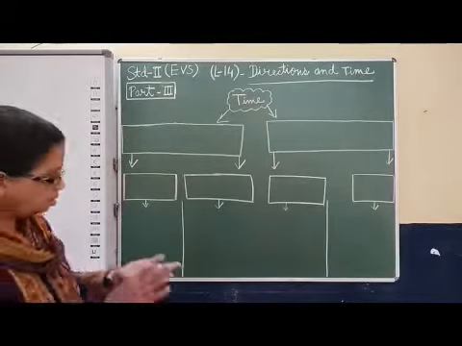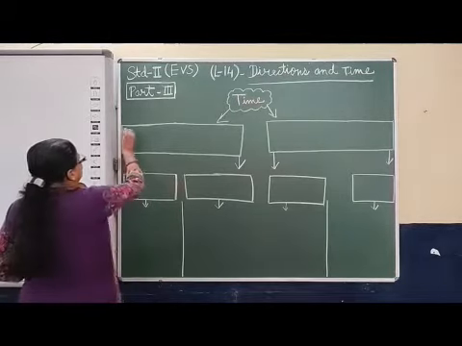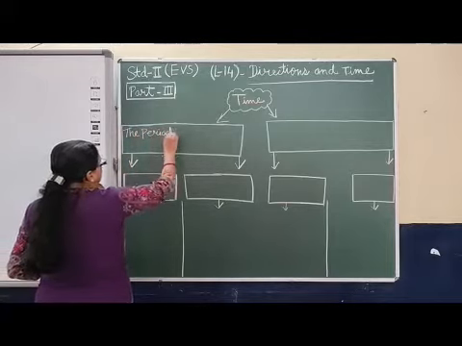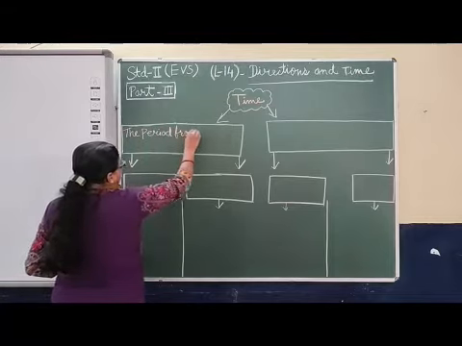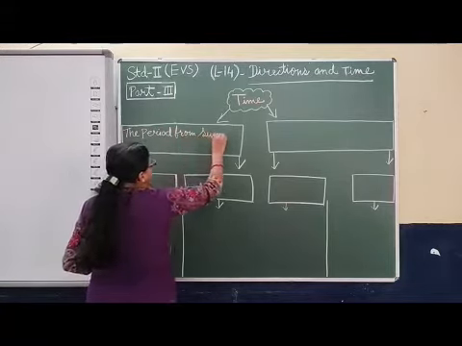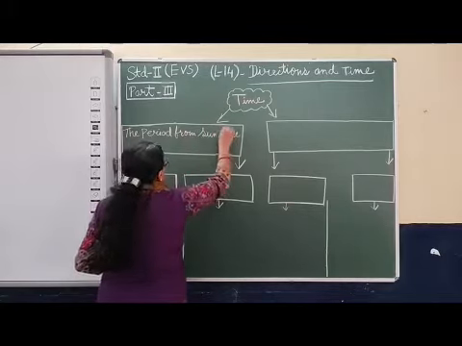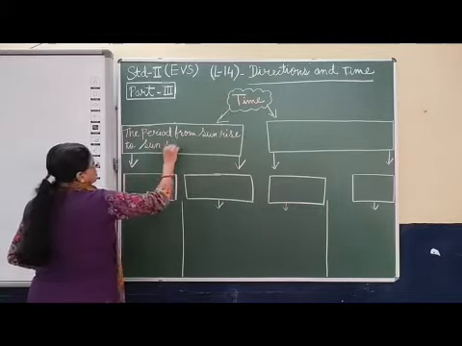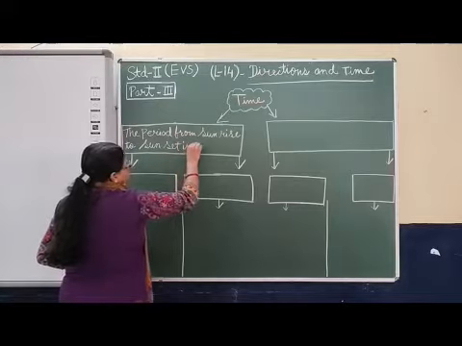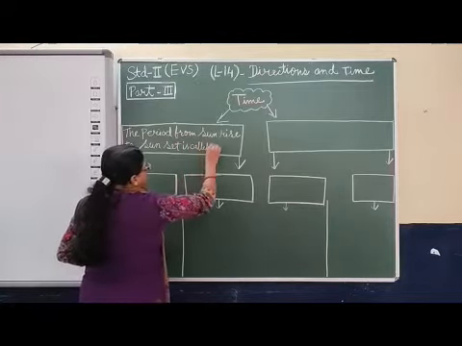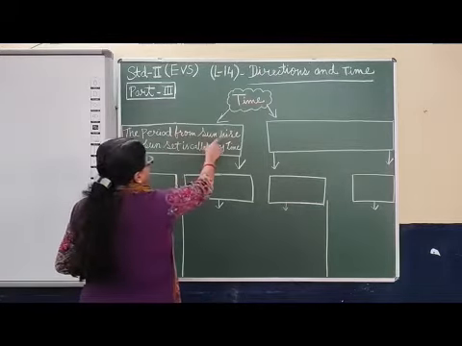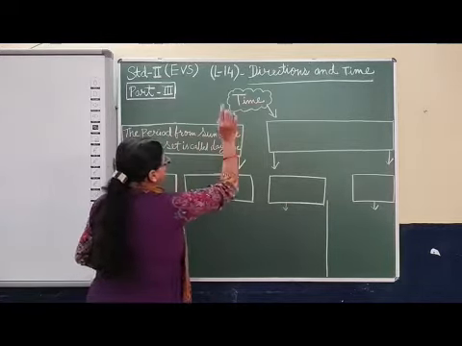The period from sunrise to sunset is called daytime. That is one part of the time. So the period from sunrise to sunset is called daytime.